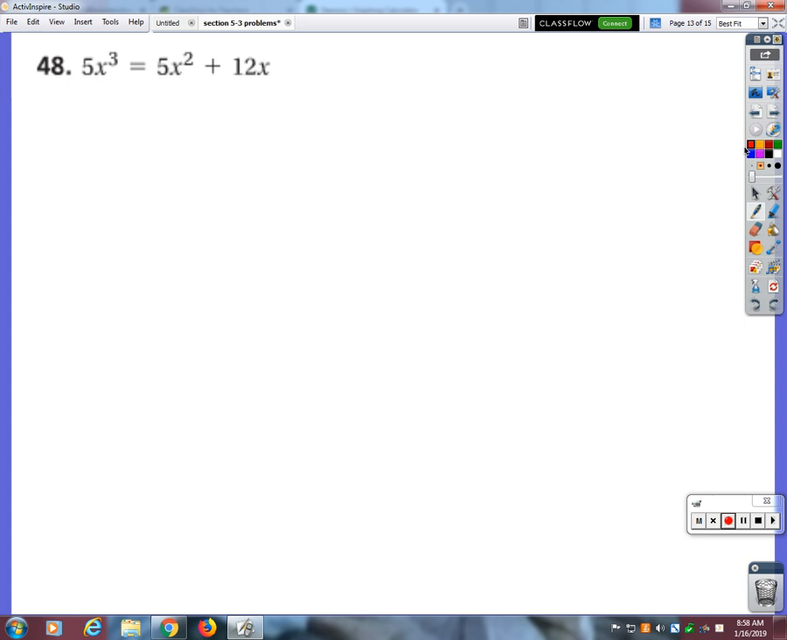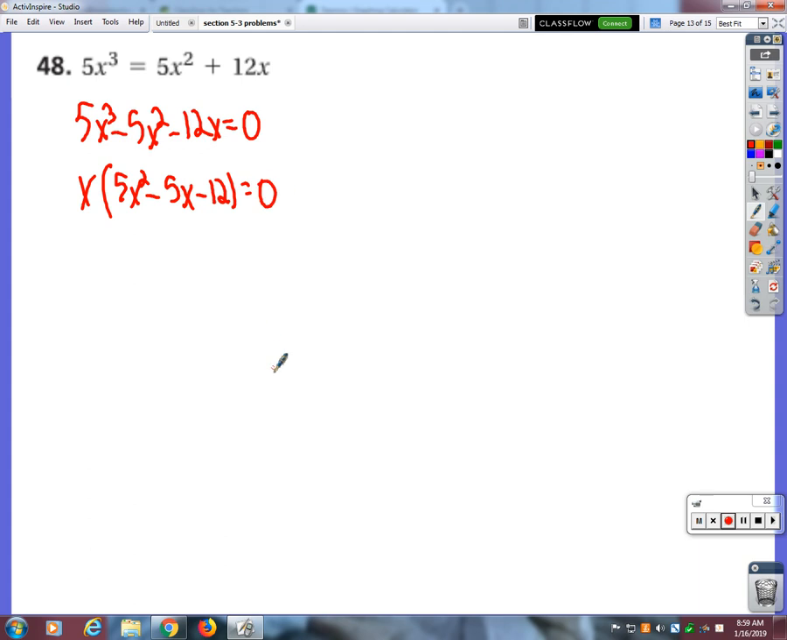Okay, how about number 48? Max is going to get excited about this one. What do I do first before I start factoring? Okay, yeah, get it all on the left, set equal to 0. And then I can factor out an x. So 5x squared minus 5x minus 12 equals 0.